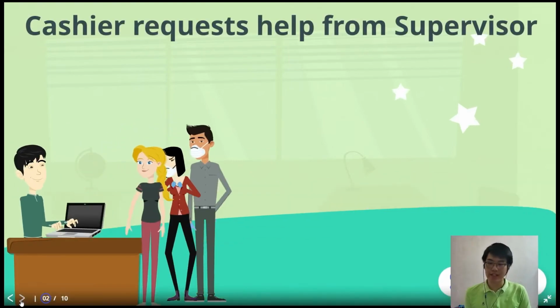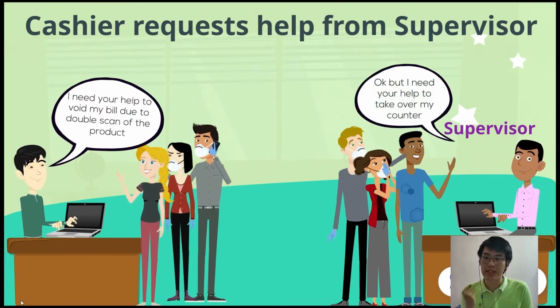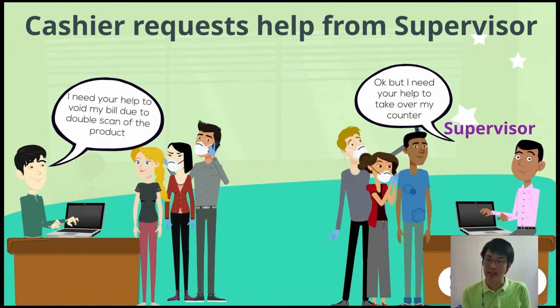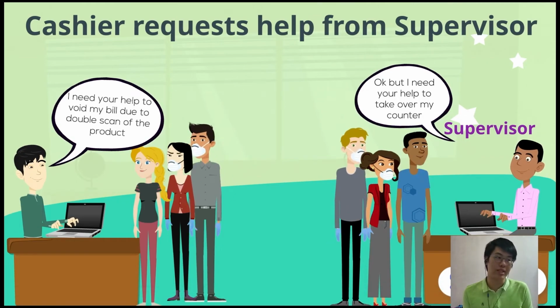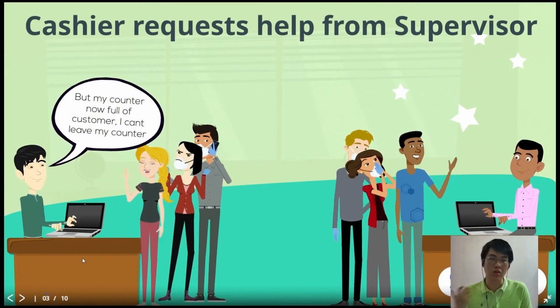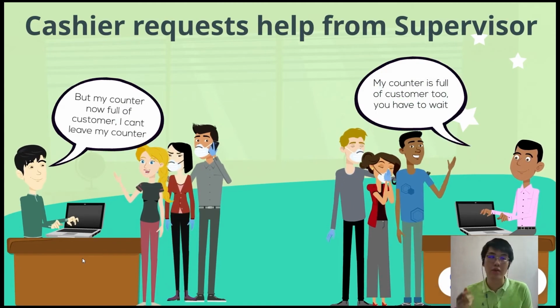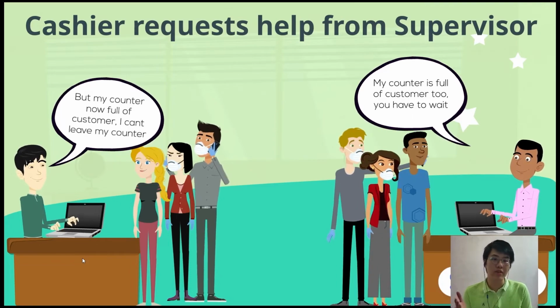Before we start, let me explain the situation right now, which is the cashier requests help from the supervisor. As you can see from the right hand side, the cashier is requesting help from the supervisor. He says, I need your help to void my bill due to double scan of the products. The supervisor says okay, but I need your help to take over my counter. Then the cashier replies, oh, but my counter is now full of customers. I can't leave my counter. At the same time, the supervisor is also facing the same problem, which is his counter is full of customers too.